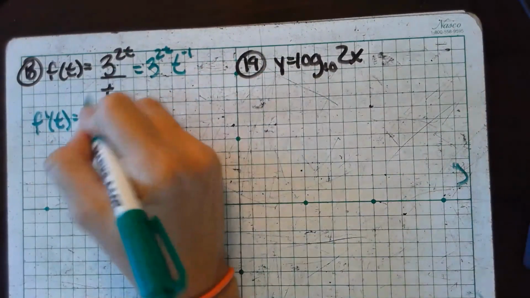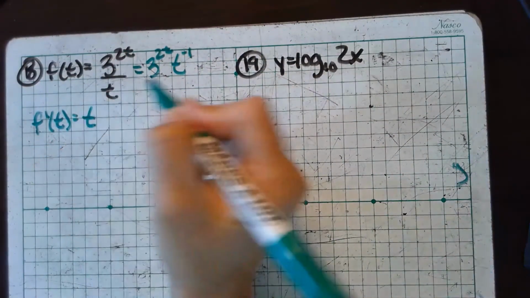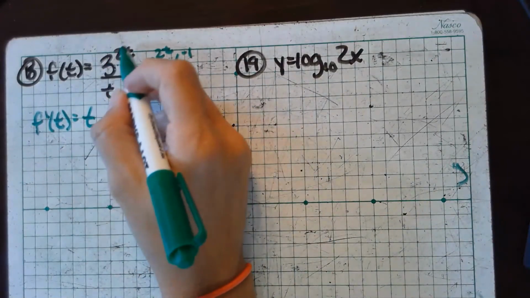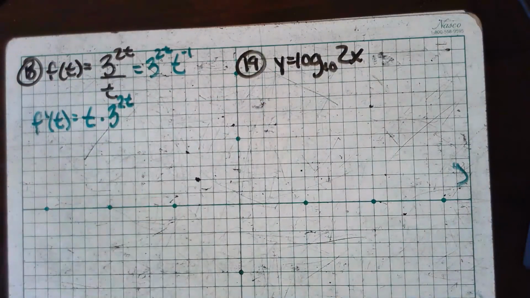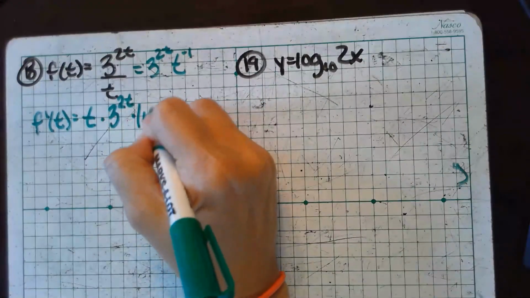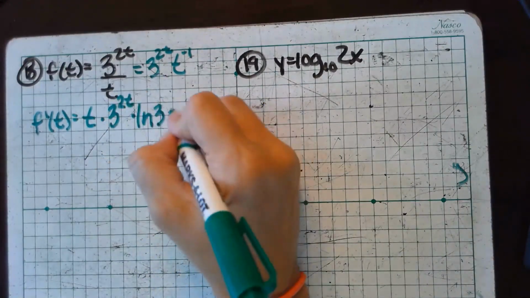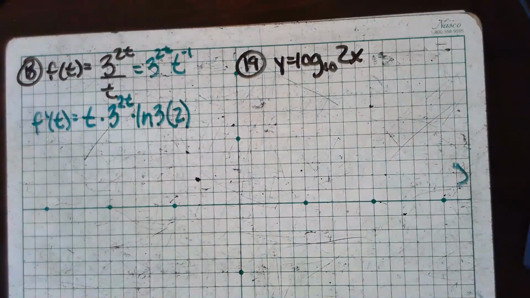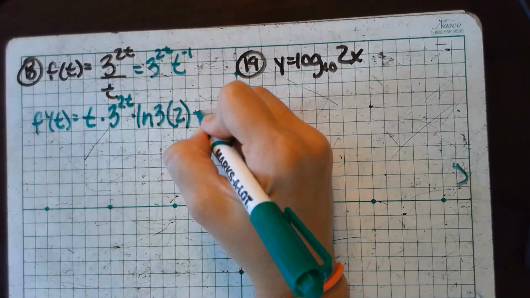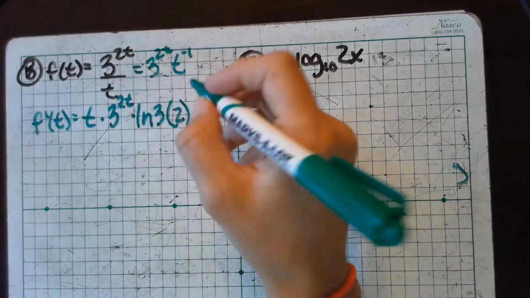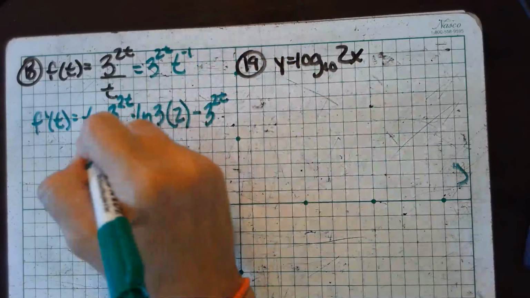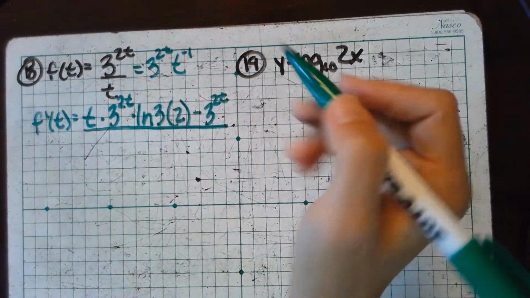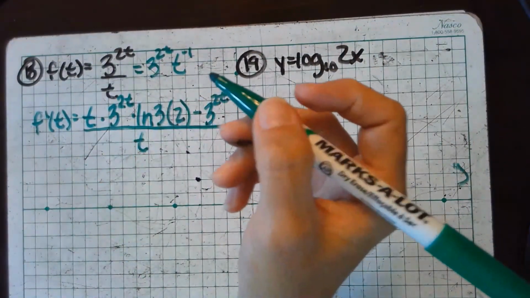Okay, so here we go. I do the bottom, low, times the derivative of the top, which is 3 to the 2t times ln of 3 times the derivative of 2t. All right, minus, okay, then I do 3 to the 2t, and then I times it by the derivative of t, which is just 1. All right, and then t squared.